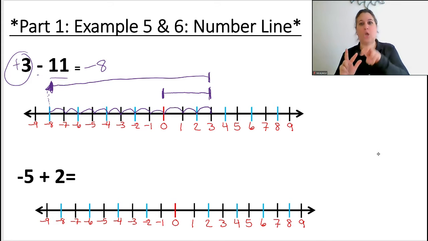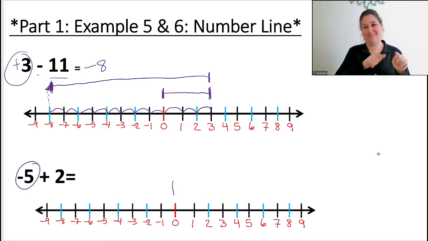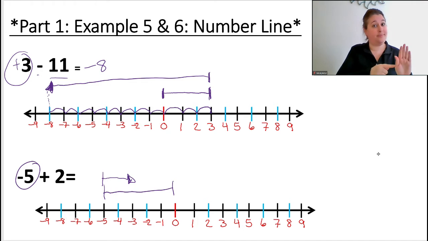And the next one, start at 0. I got to go to negative 5. It says negative 5, so I got to go all the way to negative 5. From negative 5, I got to add 2. So I got to go to the right. And this is where I land. Negative 3.